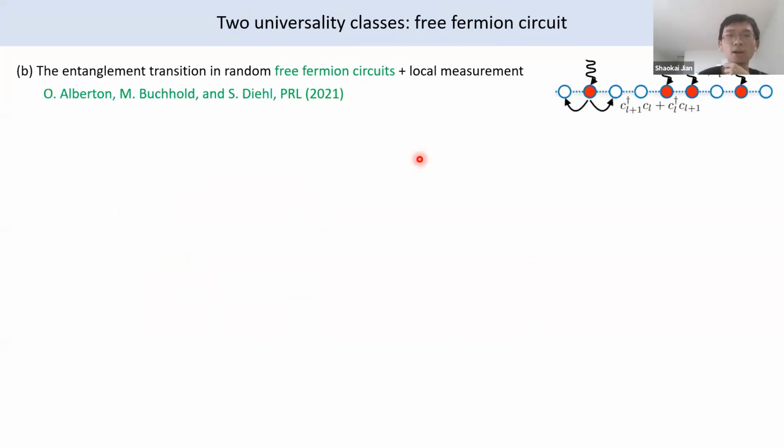The second universality class is for random free fermion circuits plus local measurement. An example of that is just free fermions hopping between nearest neighbor sites, and there is a finite probability to make a measurement of the local fermion density.